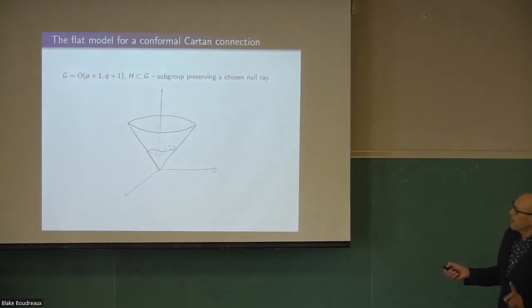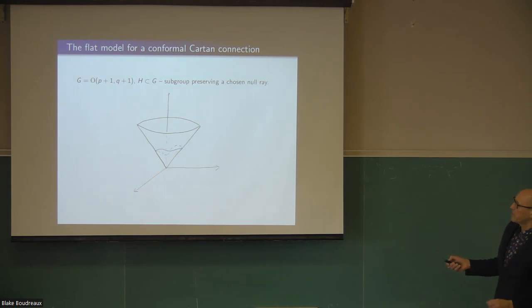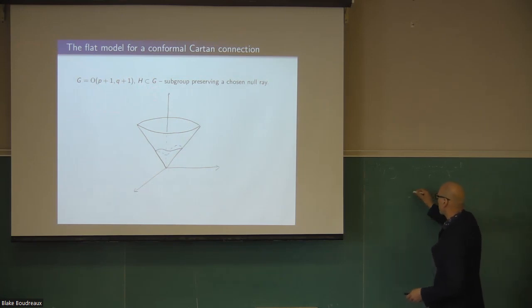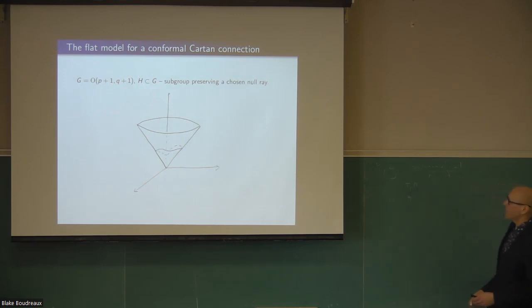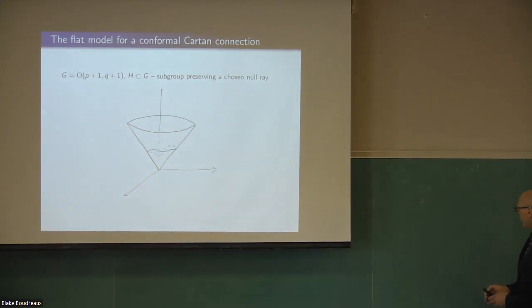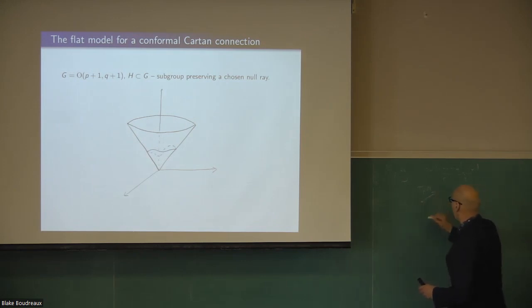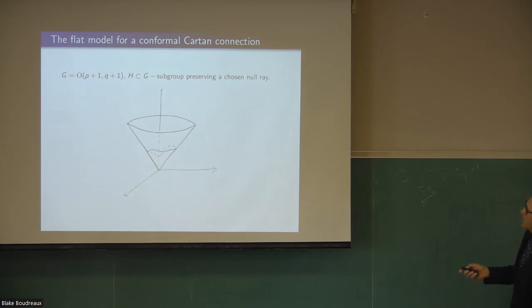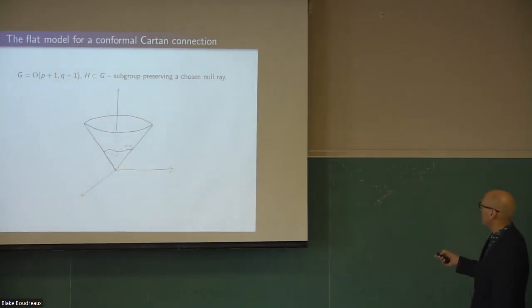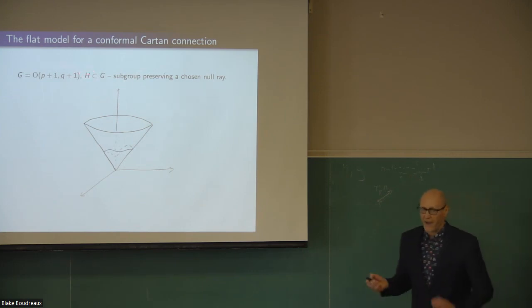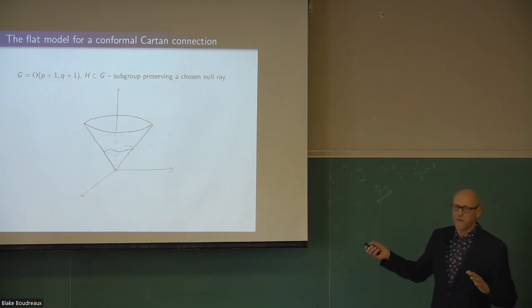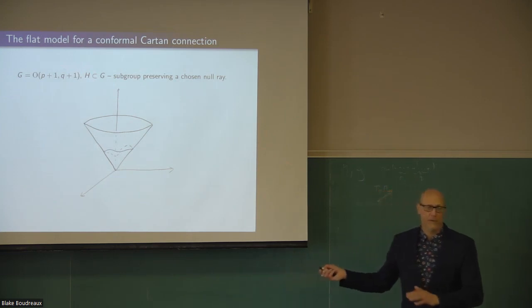we have to choose a null direction in some, so this group acts in the tangent space. So the tangent space is a single vector space, and in this vector space, if we choose a null direction, then the group that preserves that null direction is, for H, we take this group. Now the question is why? So I mean, for this definition, you don't have to know why. The definition will be self-consistent.